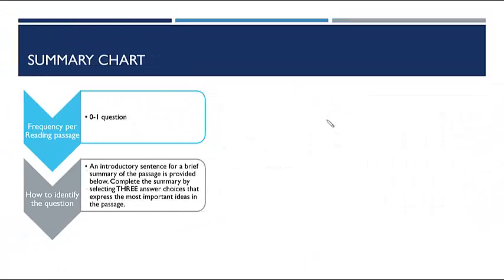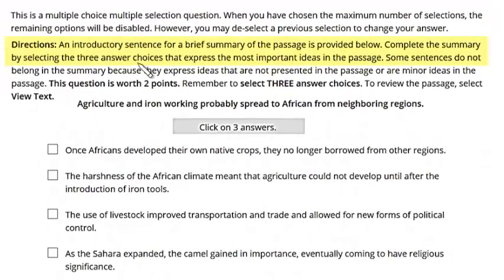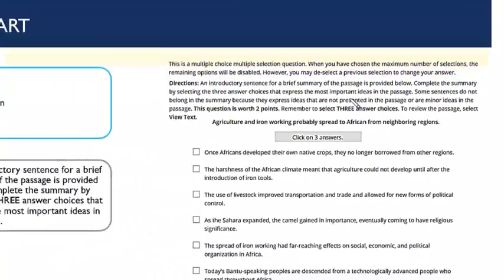After that, you can also find a summary chart. You are going to find 0 to 1 question per reading passage, and by reading this, you are going to identify if this is about a summary chart. An introductory sentence for a brief summary of the passage is provided below. Complete the summary by selecting 3 answer choices that express the most important ideas in the passage. As you can see, here we have the complete phrase. So this is a summary chart.